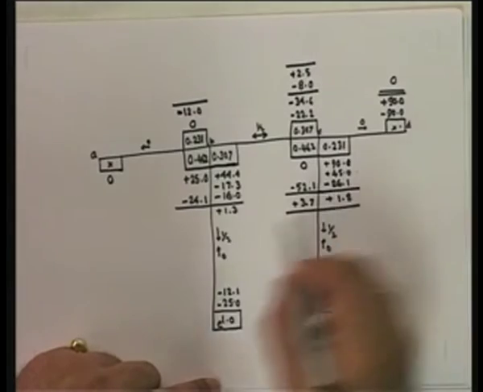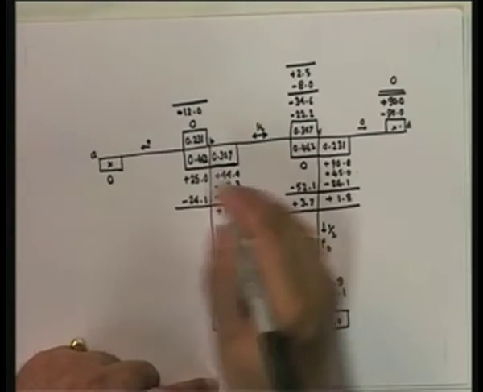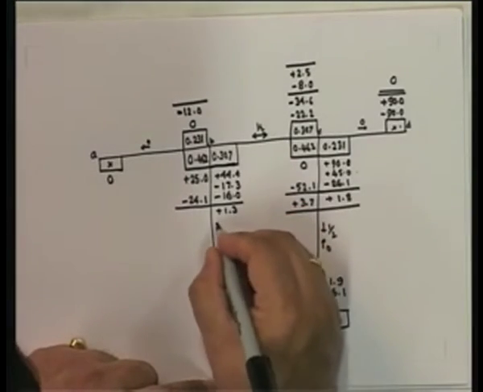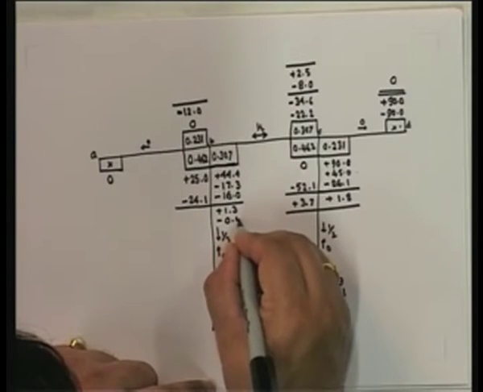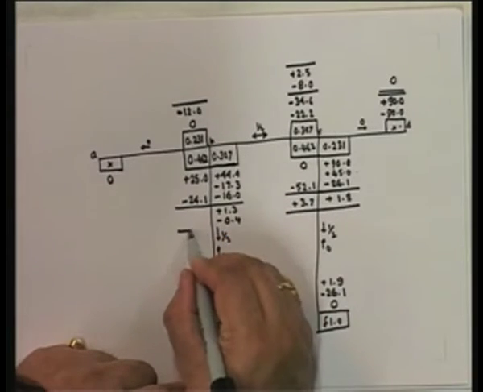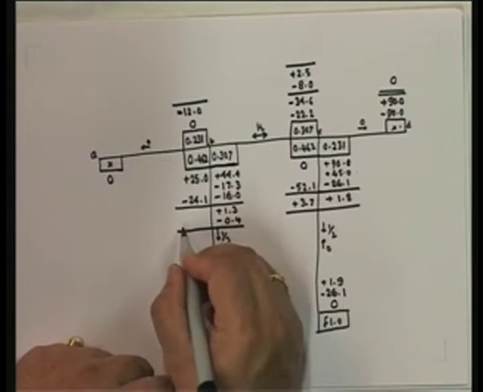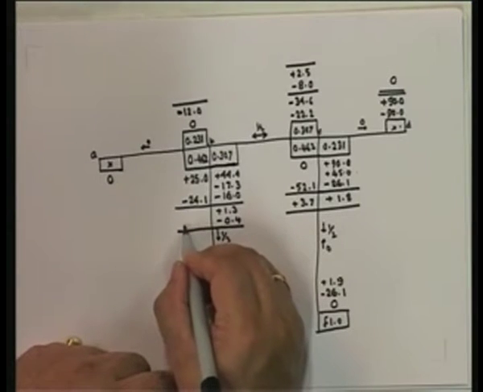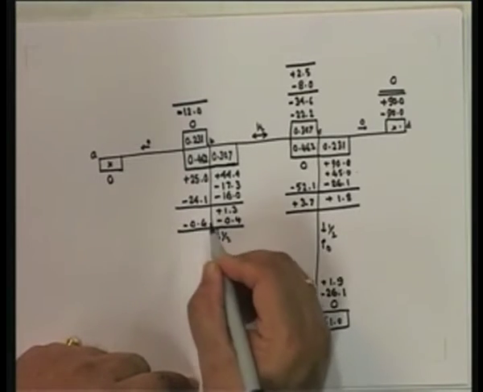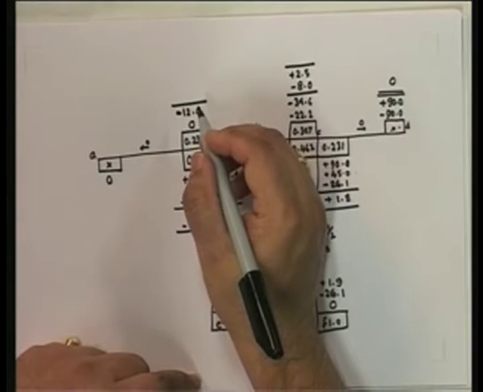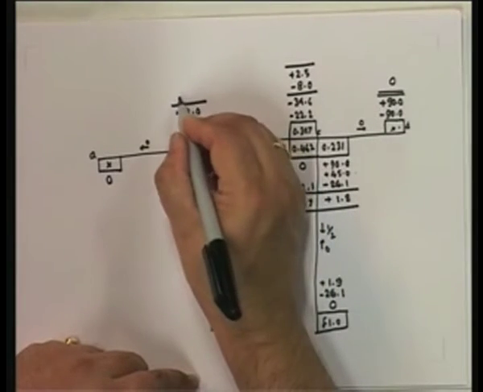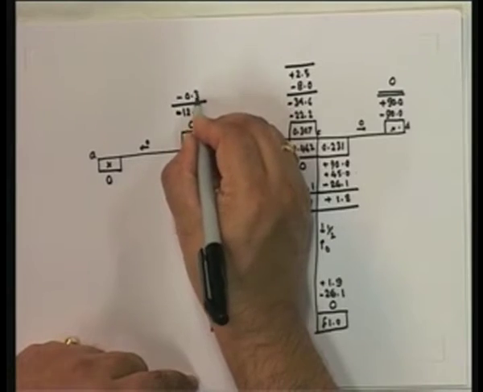Okay, here there's no carryover. Now all we are left with is this plus 1.3, which needs to be redistributed, and when we redistribute it, it becomes minus 0.4 here. Here this will become minus 0.6 and this will become minus 0.3.